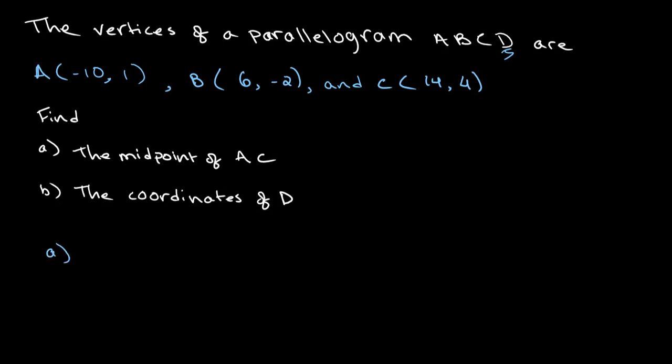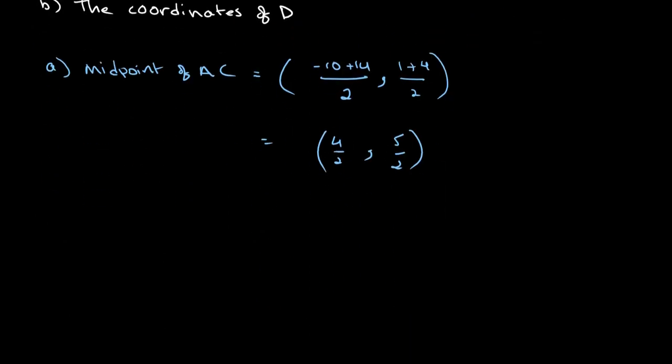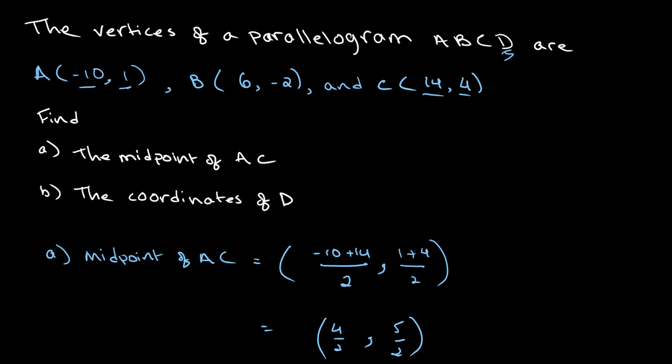So part a is pretty simple, we just need to plug it into our equation. So the midpoint of AC is equal to the x coordinate of A plus the x coordinate of C, negative 10 plus 14 over 2. And then we find the y coordinate, which is 1 plus 4 over 2. This is equal to 4 over 2, 5 over 2. From this, we get our answer as (2, 2.5). Okay, so part b, or the next part of our question, requires a little knowledge about what a parallelogram is.